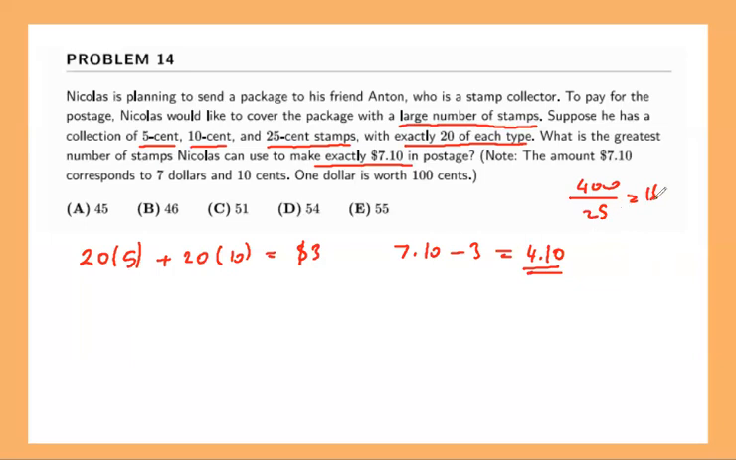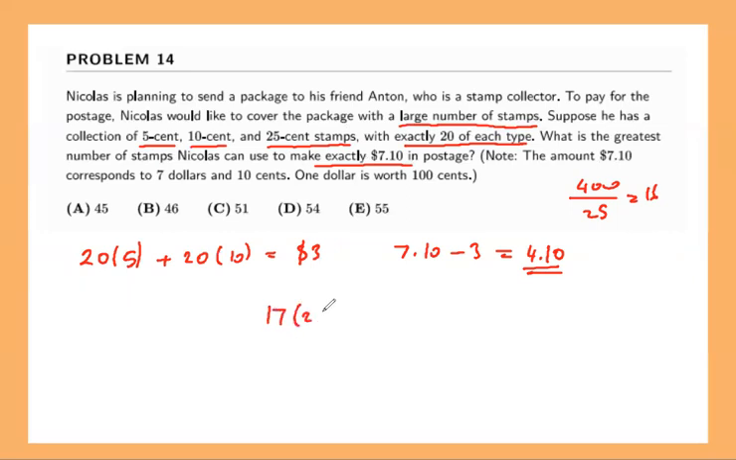But if he's using this many 25-cent stamps and then 20 of the other ones, that's 20, 20, and 16, that's 40, 56. But that will be only $7. He cannot get that, so he needs $7.10, meaning that he has to use more than 16 of those 25-cent stamps. So let's go with 17.